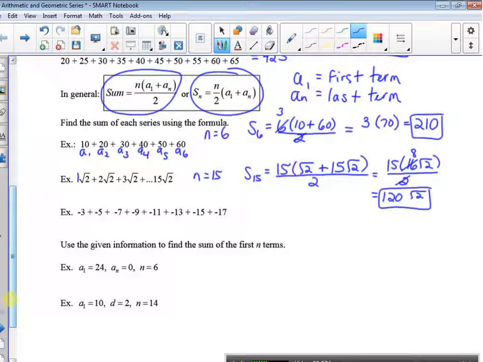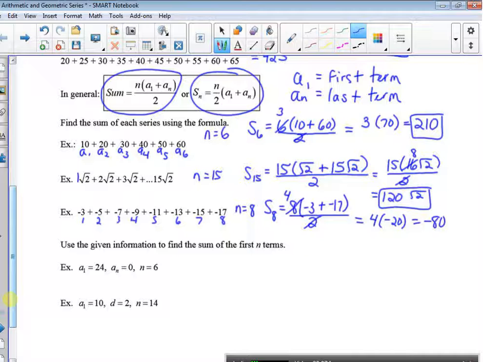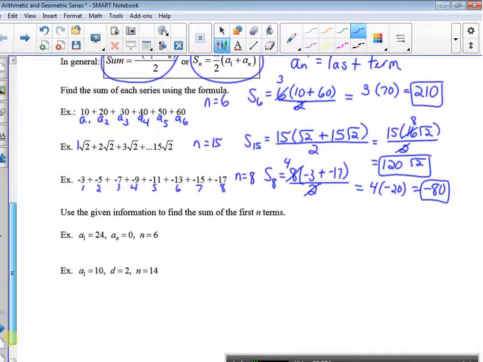The next one, there's 1, 2, 3, 4, 5, 6, 7, 8 terms. So a sub 8. So n is equal to 8. So the sum of the 8 terms is n times the first term plus the last term divided by 2. So that's 8 and 2 simplified to 4 times negative 20, which is negative 80. All right, pretty quick. A little bit different.